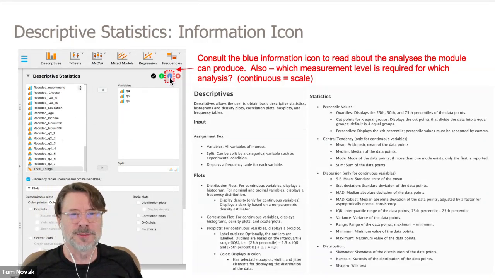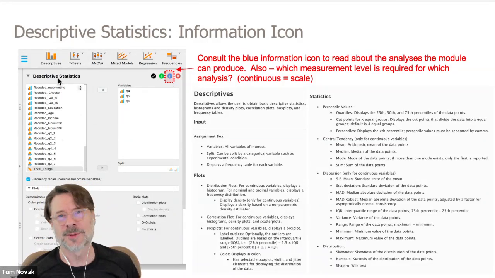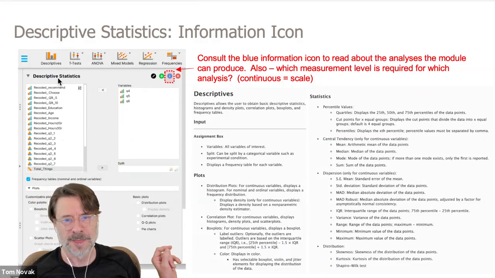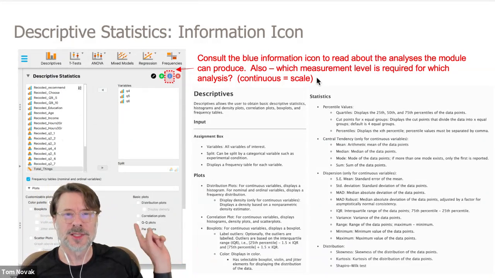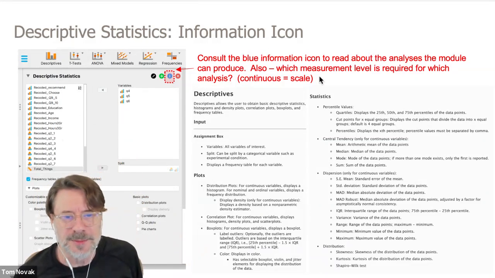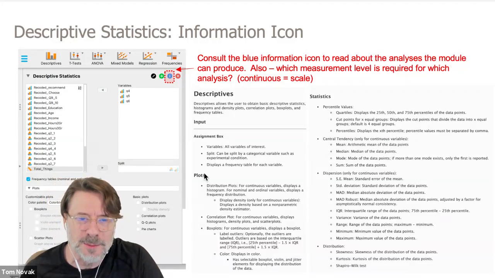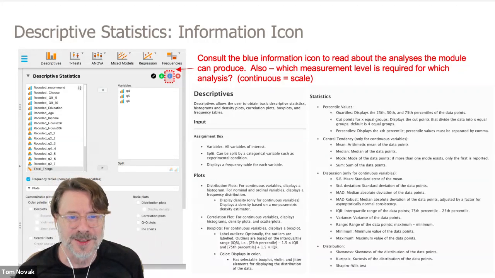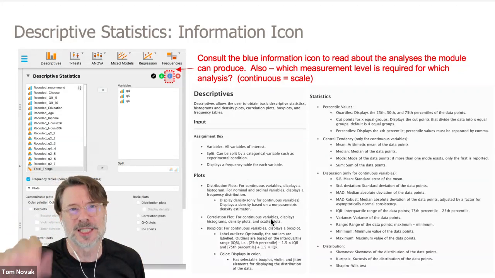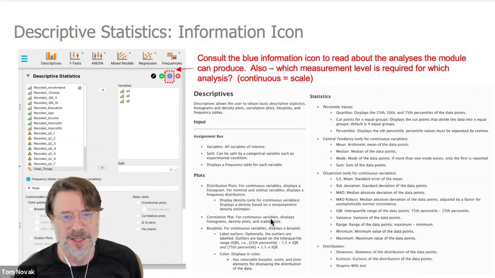But this blue information icon, this gives you a lot of detail about what you're going to get from this descriptive statistics module. And one of the things they will tell you is what measurement level is required for which analyses. So if you look through some of the stuff here, you'll see, for example, plots. And this is very hard to read. It's very small, so I'm squinting here. But it says here, correlation plot. For continuous variables, continuous is going to be the scale type. Displays histograms, density plots, and scatter plots. For box plots, for continuous variables, is this.